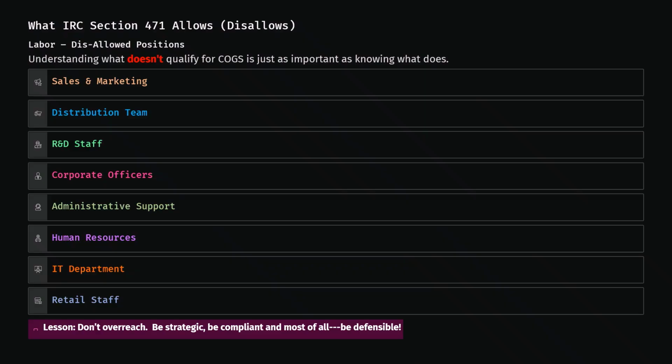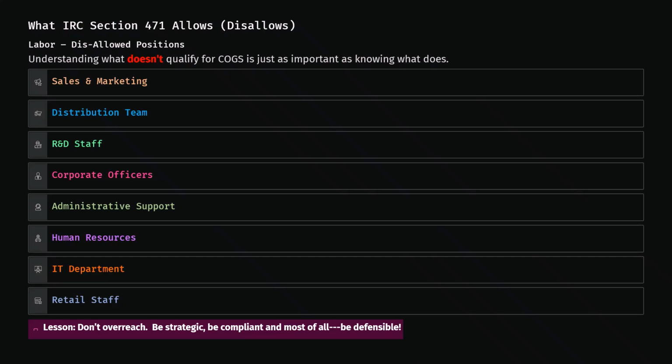Then you've got your corporate leadership and back office, which includes your CEO, your COO, or CFO. If they're running the entire business, not specifically managing production, they're disqualified. The same goes for in-house legal counsel or finance directors not tied to operations.